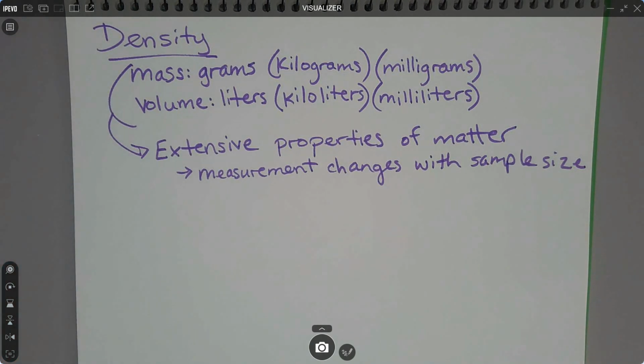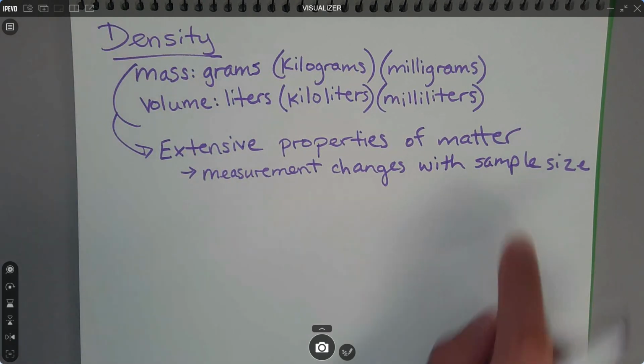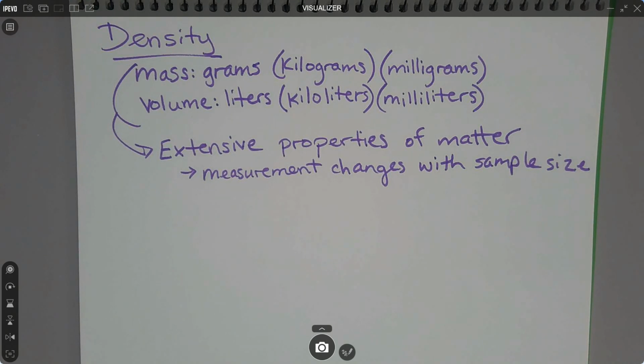If you have a big object, what kind of mass do you have? Big. If you have a small object, what kind of mass do you have? Small. If you take a big object and you cut it in half, you make its sample size get smaller. What happens to its mass? It gets smaller. In fact, it gets smaller by half, if you cut it in half. Okay? So that's what it means to have an extensive property.